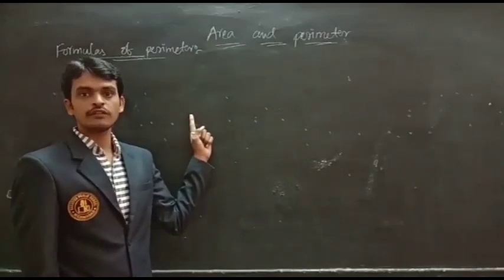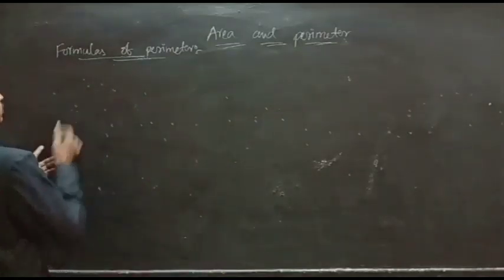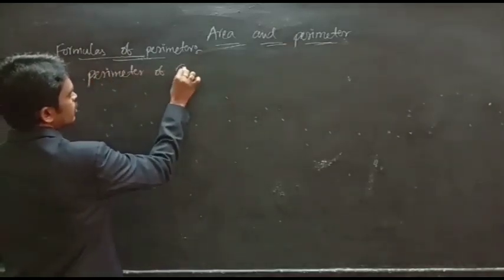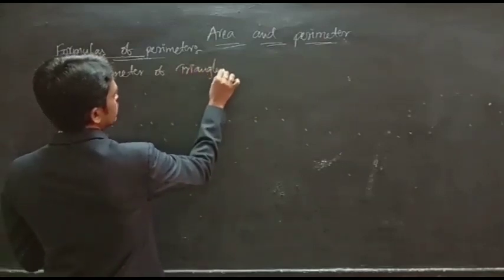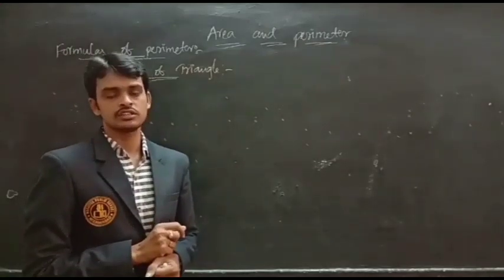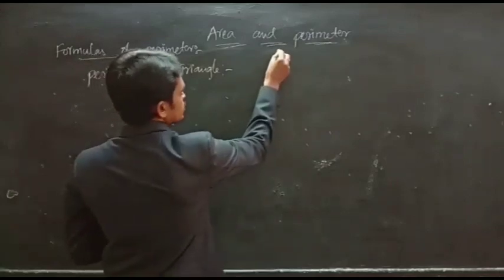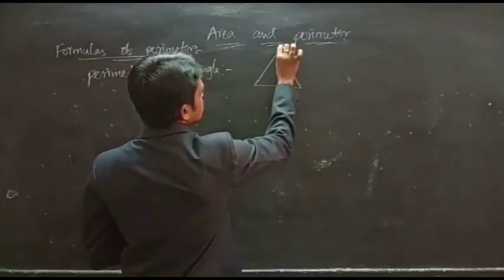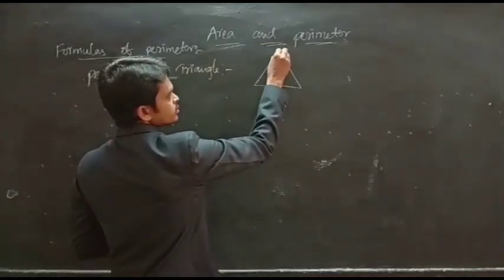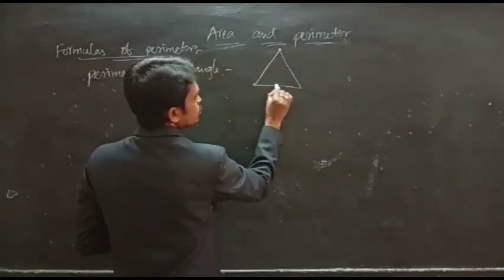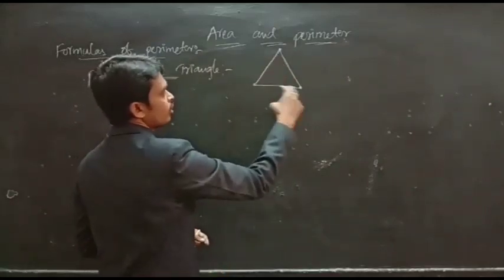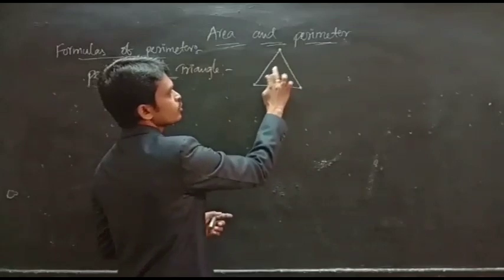Next, perimeter of triangle. A triangle has how many sides? 3 sides. So this is the diagram of a triangle: 1, 2, 3. Perimeter is nothing but the length of all the sides of a closed figure.